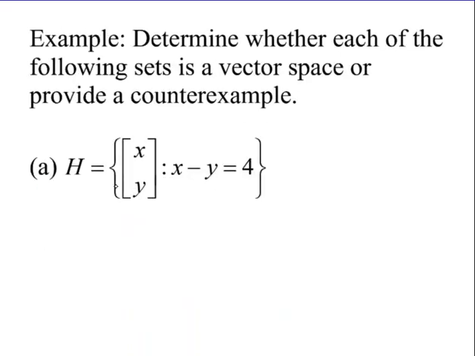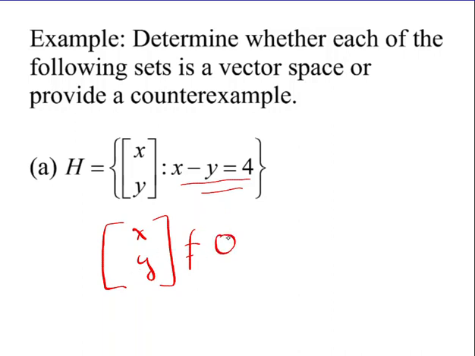So determine whether or not the following set is a vector space, or provide a counterexample. So is that going to be a vector space? We have two variables, but we have this restriction upon it. When I take those two values, x is going to be 4 more than y, right? So that answer is going to be no, because the zero vector does not exist.